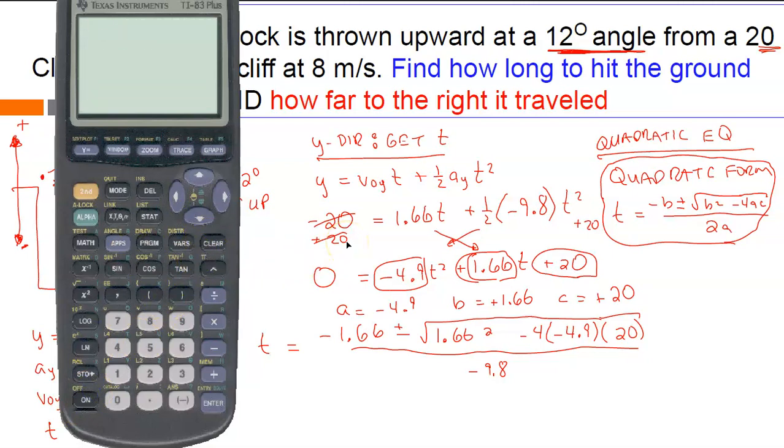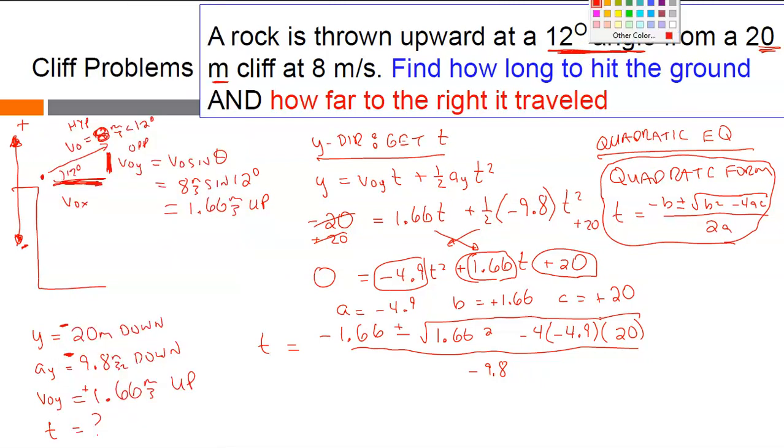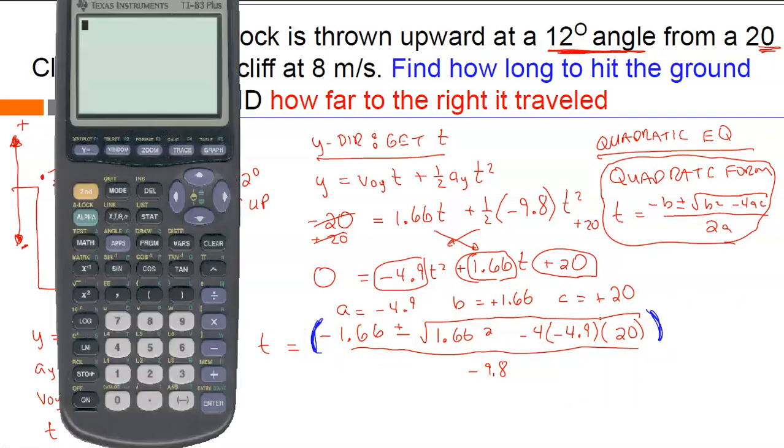The first suggestion I would make would be to make sure that that whole numerator happens before you divide by g. So to do that, I'm going to put some parentheses right here and right there to make sure that whole numerator happens before I divide by negative 9.8. All right, on my calculator, open up that blue parenthesis, go negative 1.66, watch all your signs. I'm going to do the plus one the first time. I'll come back and do the negative the second time.